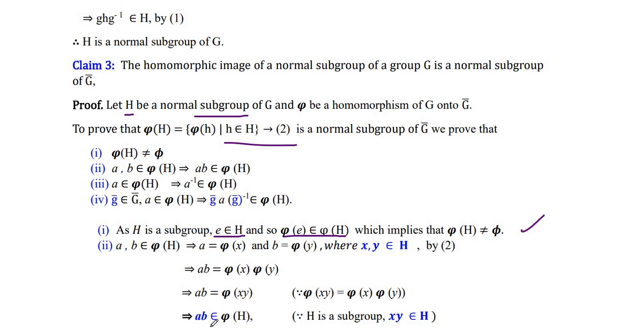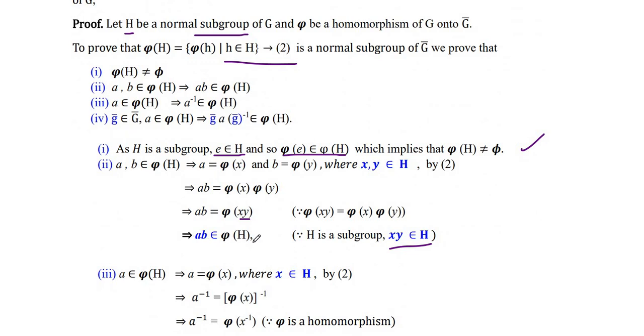From here, we conclude that AB is a member of phi of H, because XY is in H. Whenever X and Y are in H, XY should be in H, H being a subgroup. So, we have AB belonging to this. So, closure holds.